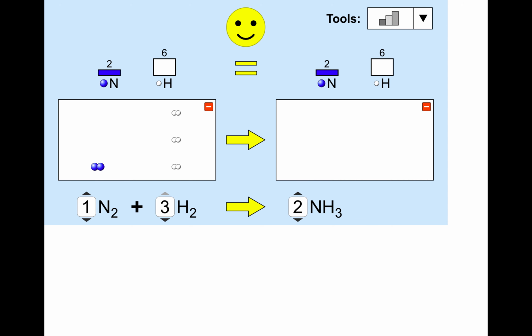Here's the equation with the coefficients manipulated to balance it. Smiley face, because you've got the same number of nitrogen atoms on both sides, and the same number of hydrogen atoms on both sides. What did you predict would be in the box for the products? This is what they're showing.